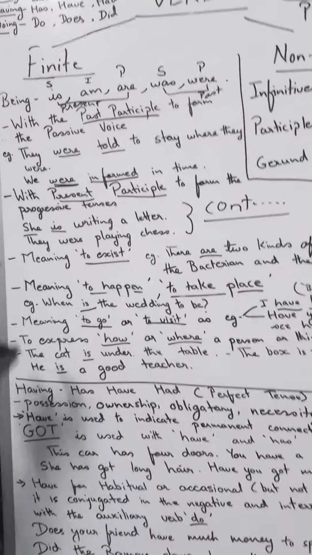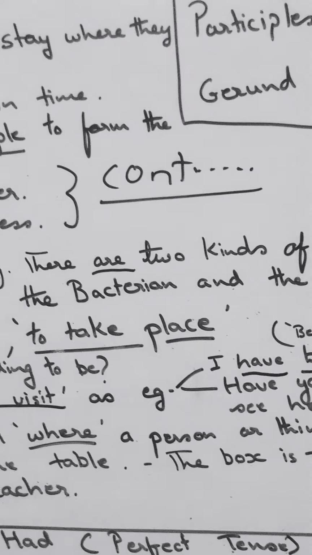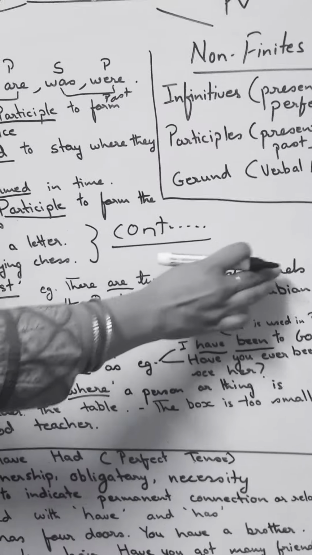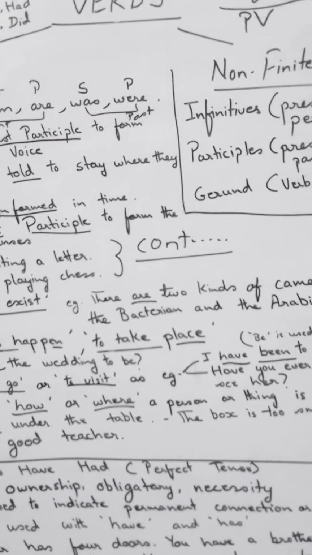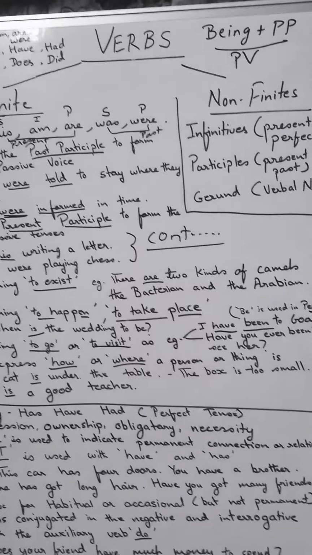Now we come to the meanings that being form gives. Meaning, to exist, something is there: presence, existence. There are two kinds of camels, the Bactrian and the Arabian camel. Now the next meaning: to happen or to take place.